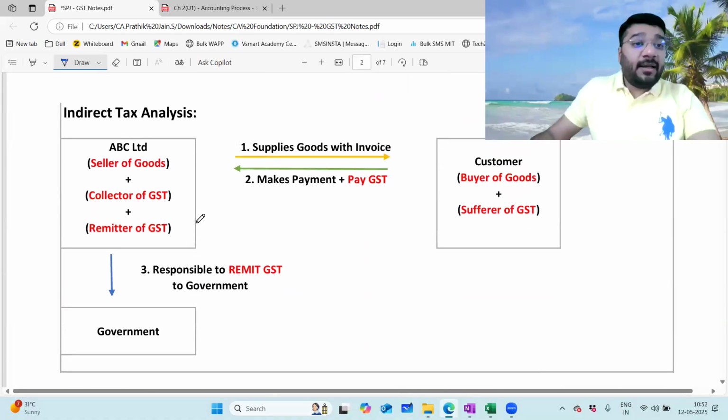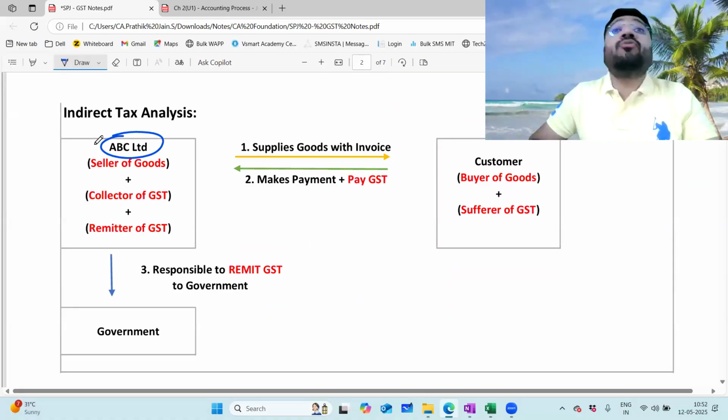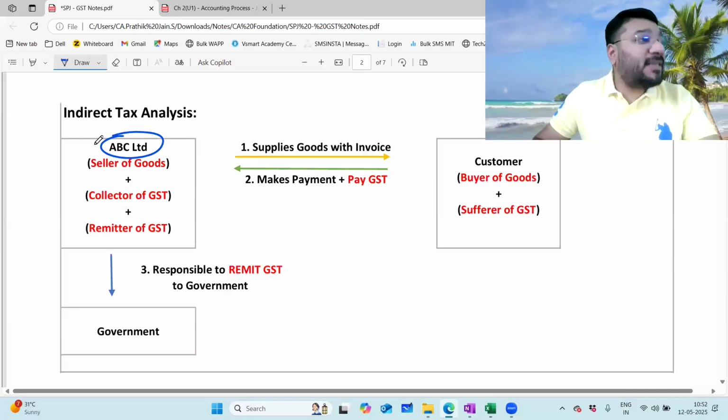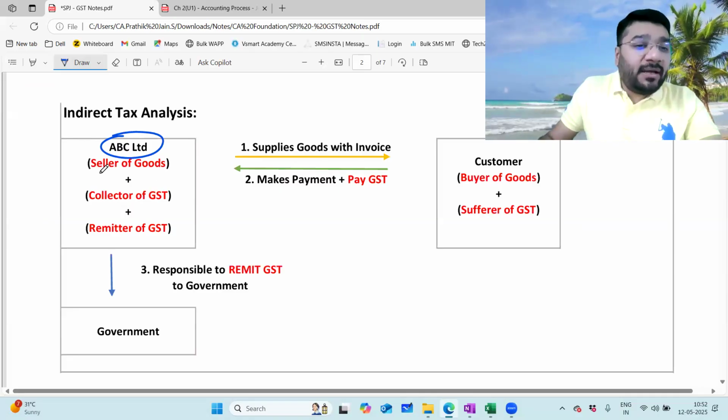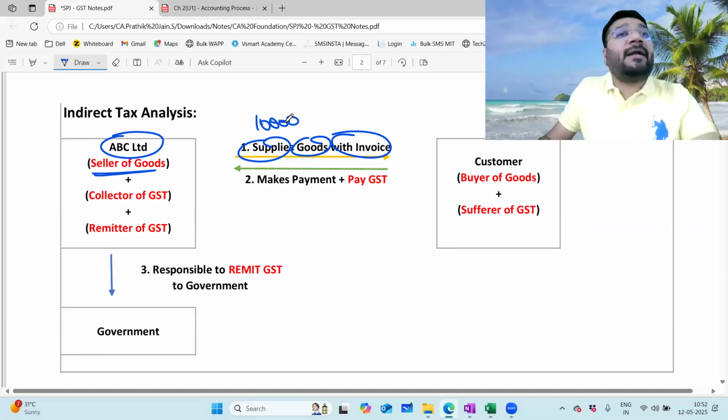Now, ABC Limited. Who is this person? He could be a manufacturer, a wholesaler, a dealer, a retailer. Anybody who's into the business of buying and selling goods or providing services. Now, this gentleman has supplied goods with an invoice. Goods worth 10,000 have been supplied.